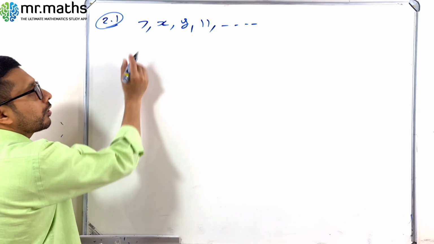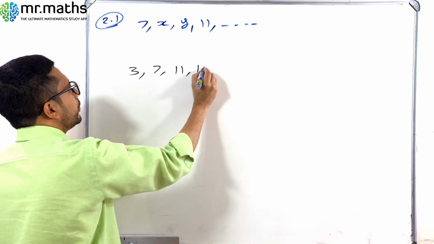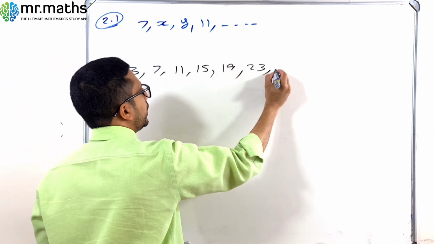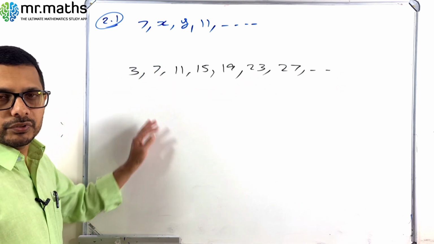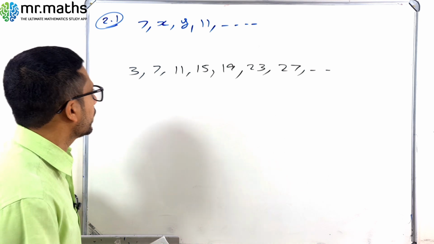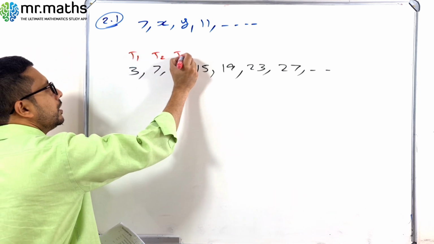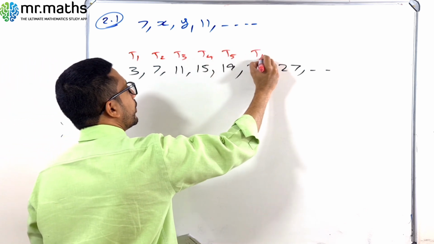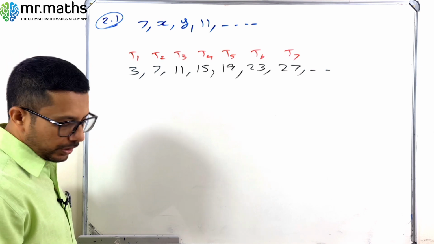Not this question. 3, 7, 11, 15, 19, then 23, 27, etc. This is another example, no connection with our question. Here, what is the first term? You know that the first term is T1, then this is T2, this is T3, this is T4, fourth term, fifth term, sixth term, seventh term, like that. Am I right?